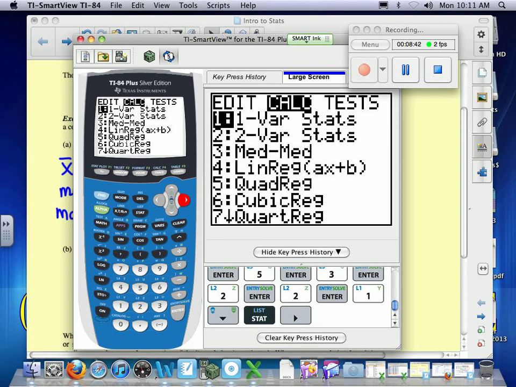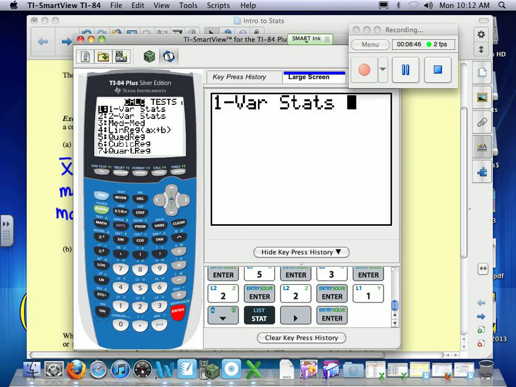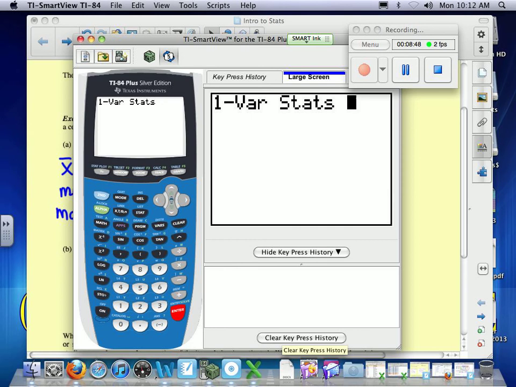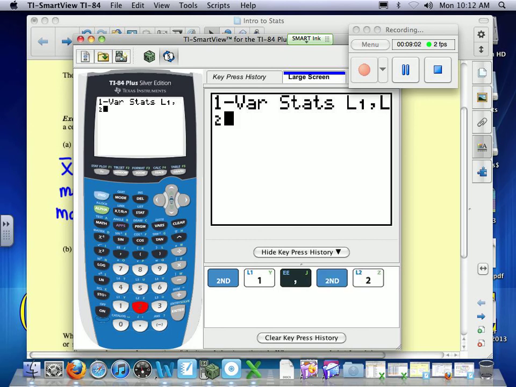So I need to include both sets of data. So this gets a little tricky. Let me clear my screen so you can see my history. I'm going to do L1, so second and the number 1, comma, which is its own button right above the number 7, and then L2, which is second and the number 2.